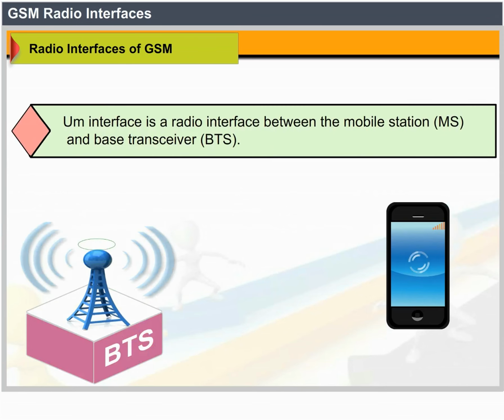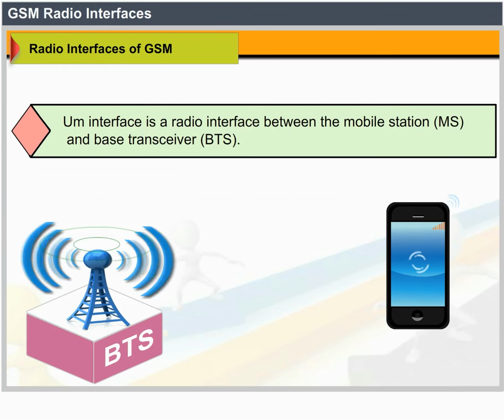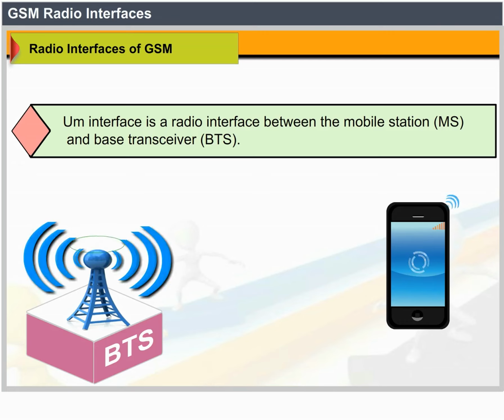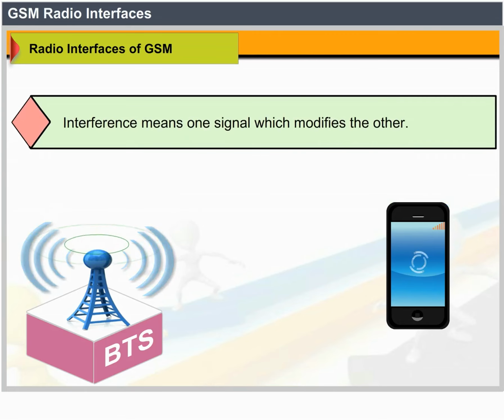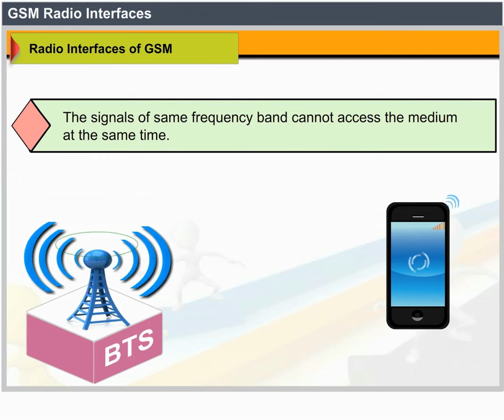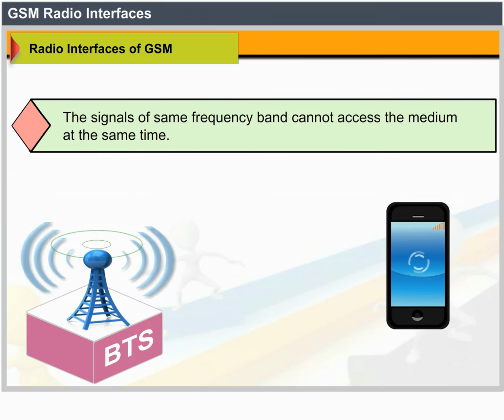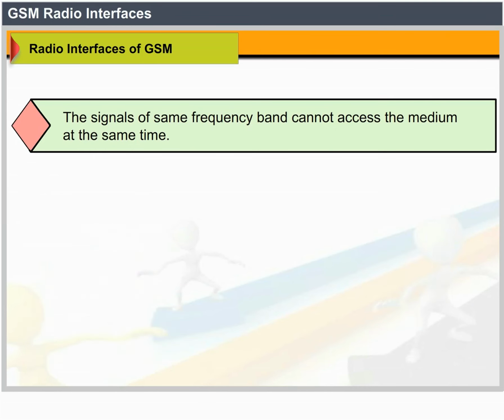The air interface is a radio interface between the mobile station MS and the base transceiver station BTS. Interference means one signal modifying the other. The signals of the same frequency band cannot access the medium at the same time.